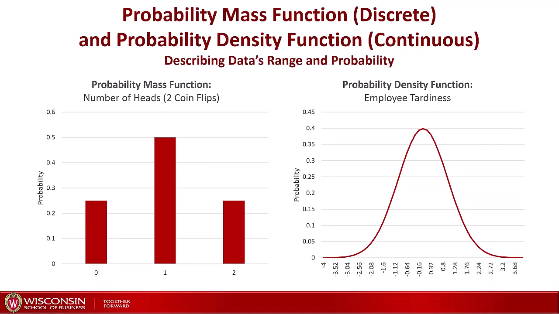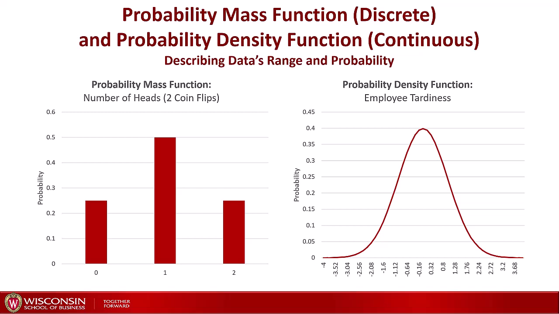Now let's take a look at what these plots would look like if they were probability distributions instead of histograms. The probability distribution plots actually have two different names depending on if it's a discrete or a continuous variable. For discrete variables, they're known as probability mass functions, and for continuous variables, they're known as probability density functions. In either case, what they do is describe the data's range and probability. The distinction here is that the histograms were describing the data's range and frequency in our sample. Here we have the probability distribution, so it describes the range and probability, not frequency.